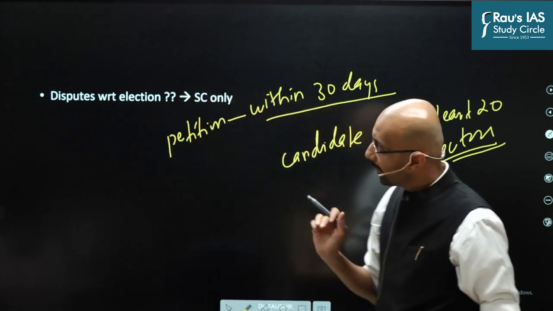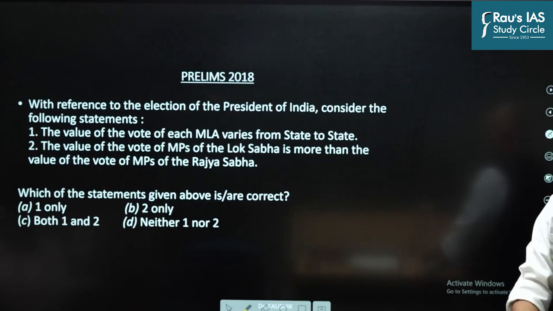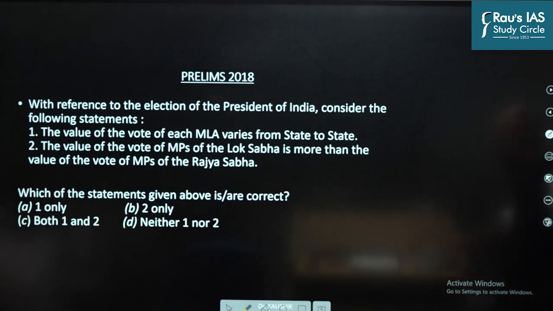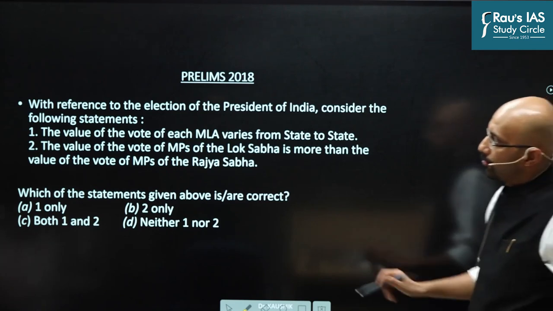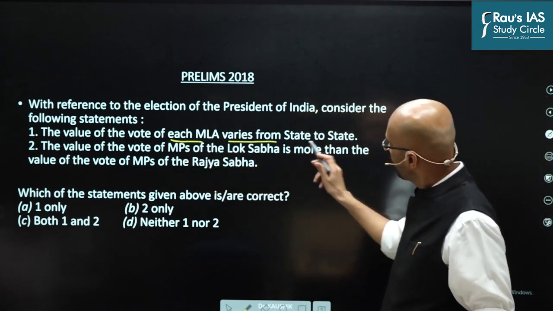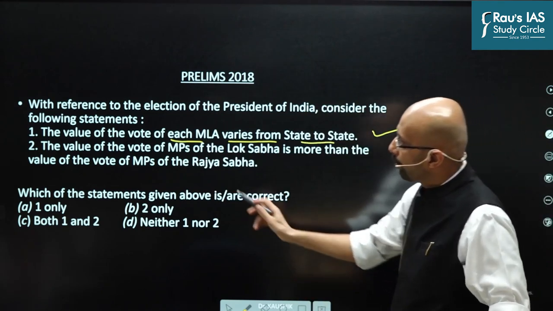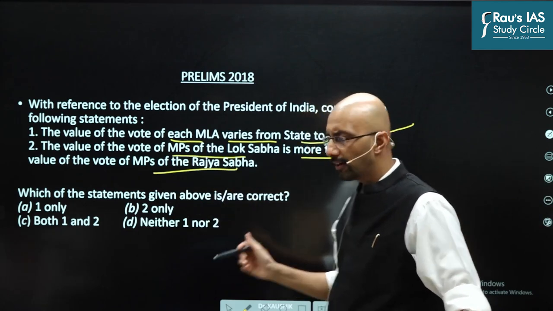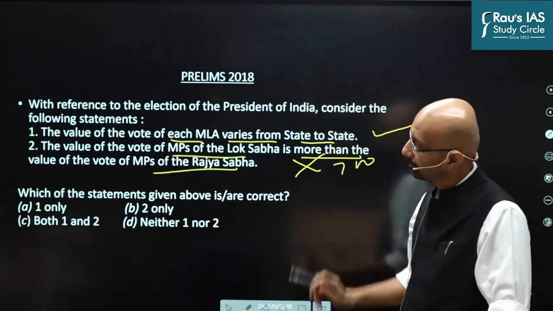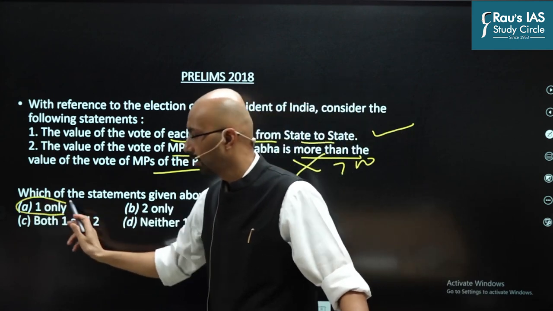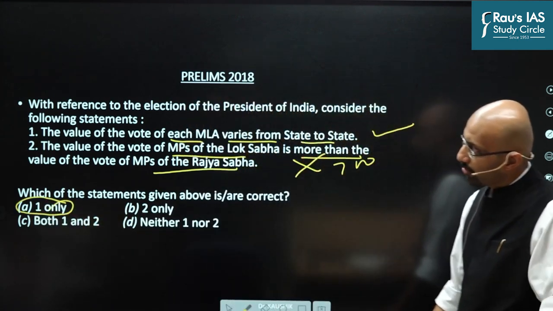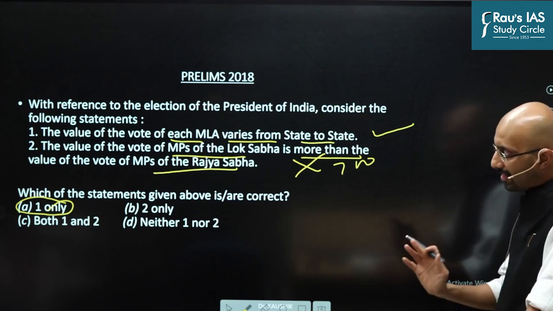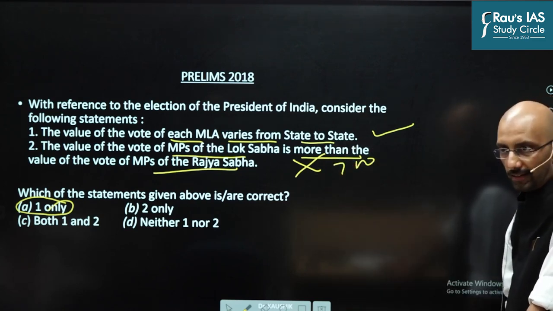Okay. Now let us solve that question which we saw earlier. The value of the vote of each MLA varies from state to state, correct. And the value of the vote of MPs of Lok Sabha is more than the value of the vote of MPs of Rajya Sabha. No, all have the same value, that is 700. So the answer is A, one only. So now I'm sure that you can solve any question in the prelims or mains exam if asked from the election process of President, right? Okay.